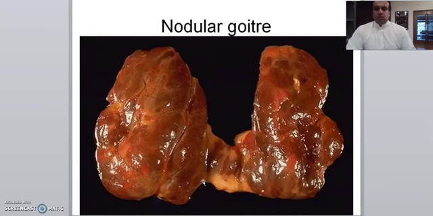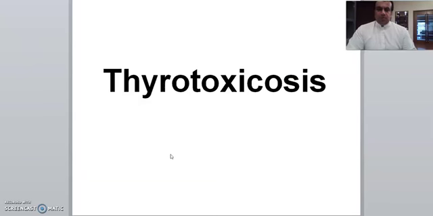This is how it looks when we take it out, and on the cross section, or in the gross view, this is how the multinodular goiter looks. Both the lobes are involved, and they are interconnected with the help of the isthmus. This is how the gross section of a thyroidectomy specimen looks.